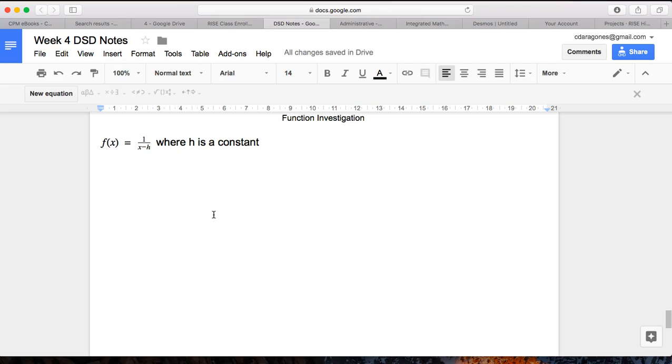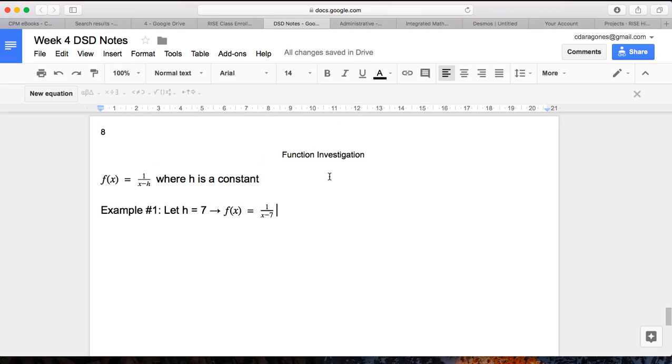So let's say, for example, number 1, we're going to let h equals 7, okay? So your function becomes 1 over x minus 7, because we're saying h is 7. So I'm going to go ahead and let you write this down. Pause the video to make sure you write this down, and then when you're finished, you can keep the video playing.